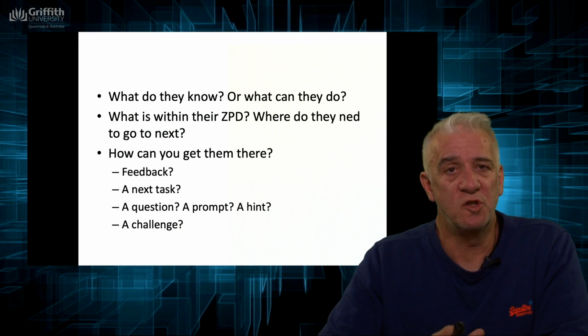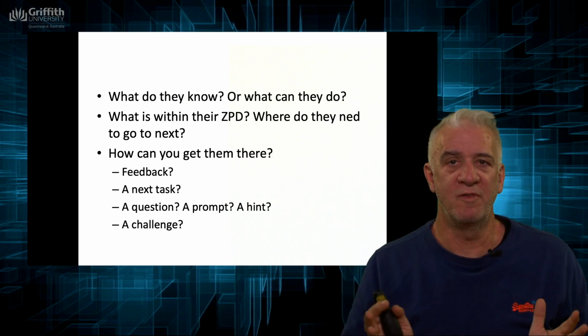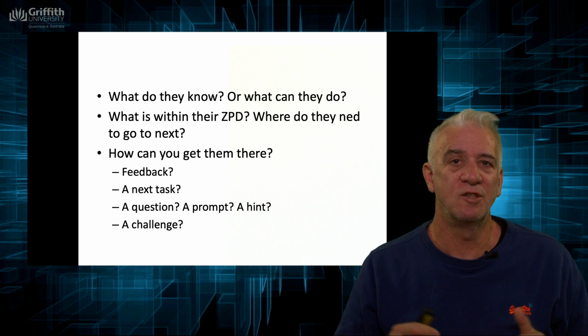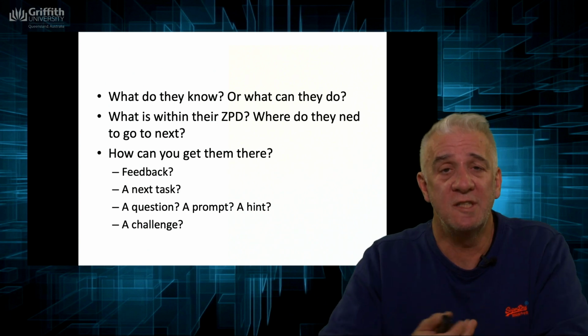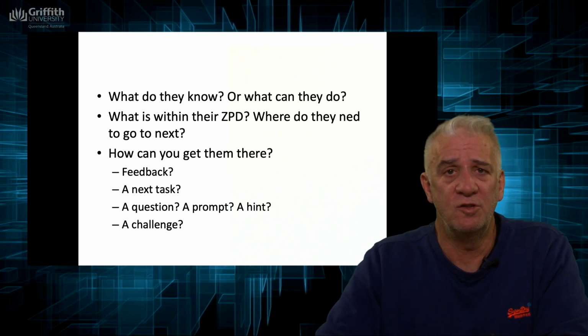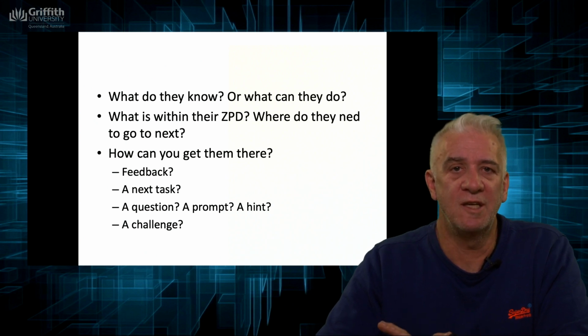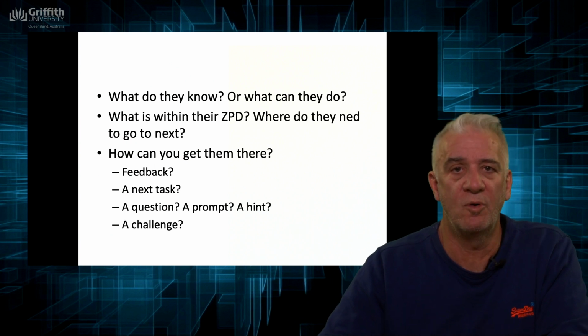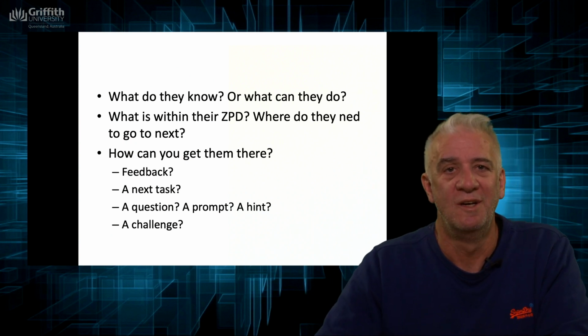So what would you do if a student said that? What's within their zone of proximal development? Where do they need, spelt N-E-D-D, to go next? If a student said that to you, how can you get them there? What feedback do you need to give them? What's the next task, or what's the next question, or a prompt, or a hint, or a challenge?